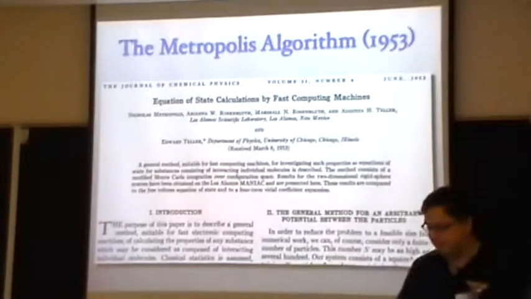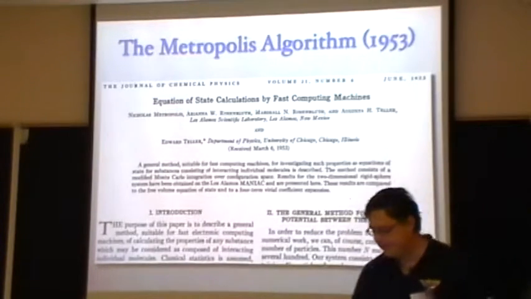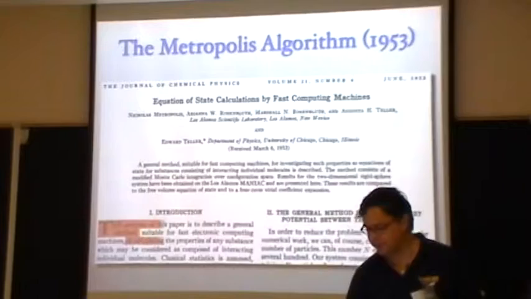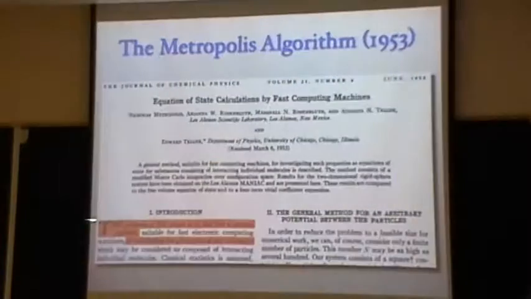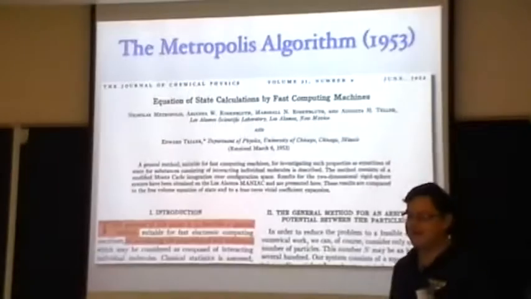And what was it all about? When you read the first sentence of this paper, it tells you that they realized they had a breakthrough here. And the purpose of this paper is to describe a general method of calculating the properties of any substance.